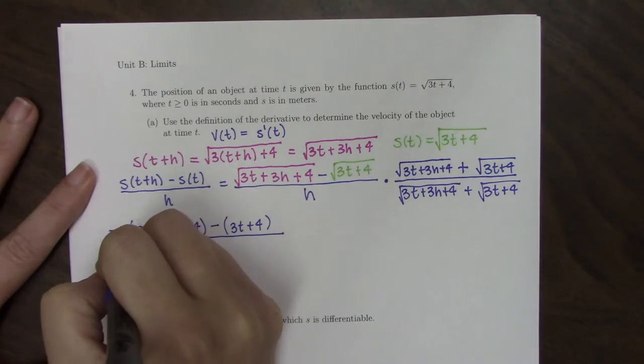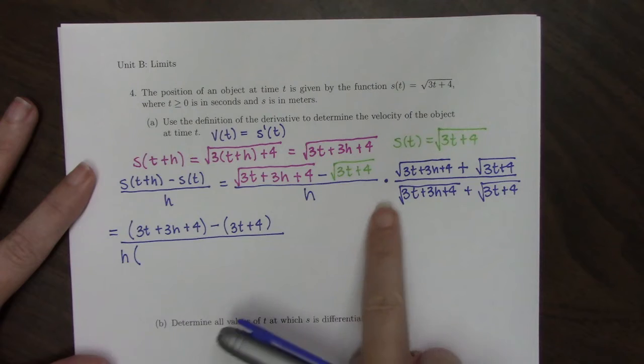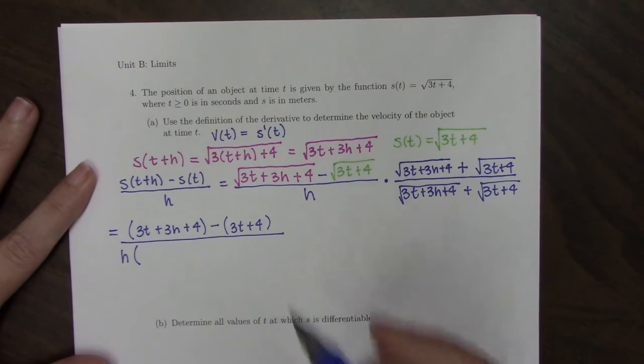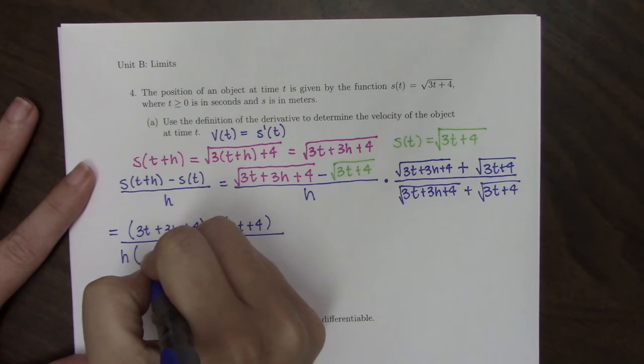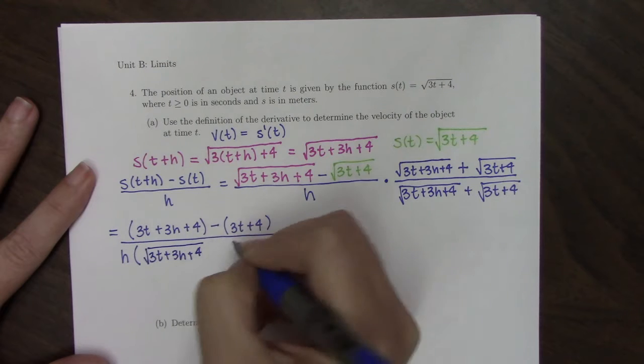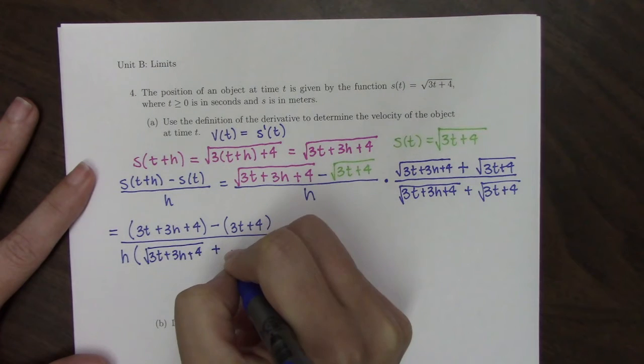And this is going to be all over the denominator. So we didn't do anything with this stuff. So this just rides on over. So we have h times all of this. So we only lose the radicals in the numerator. The ones in the denominator are just still along for the ride.